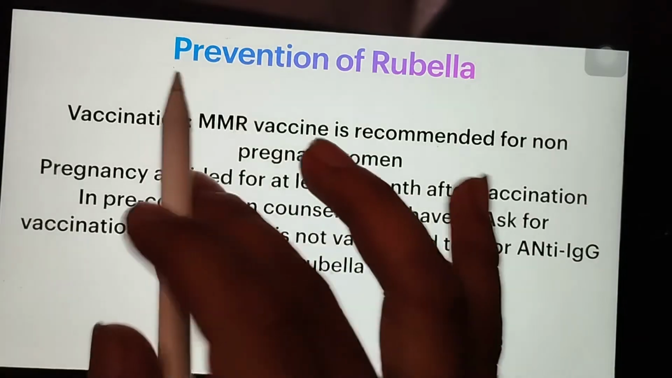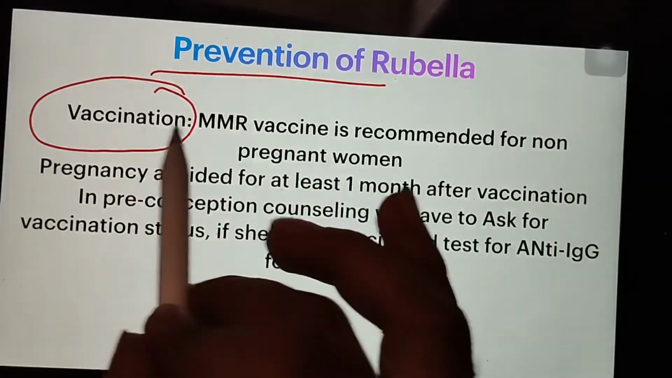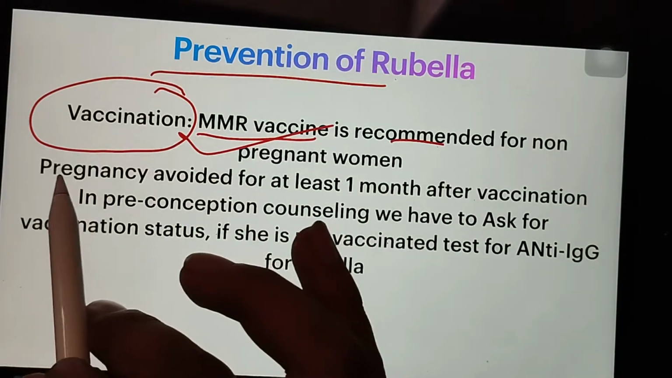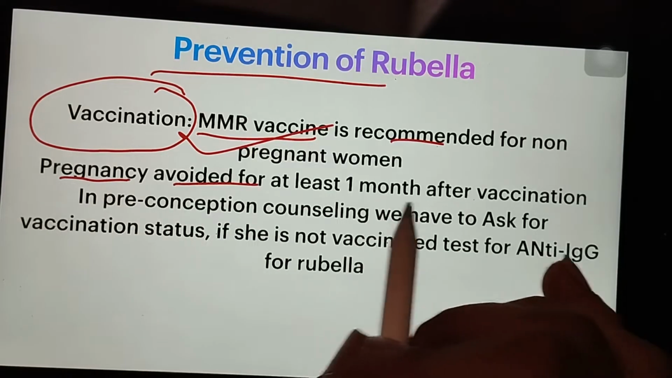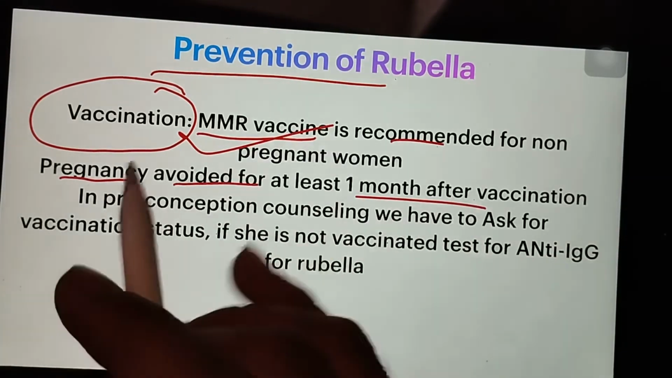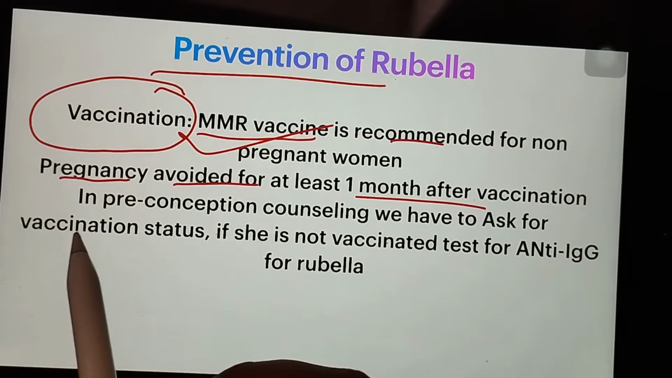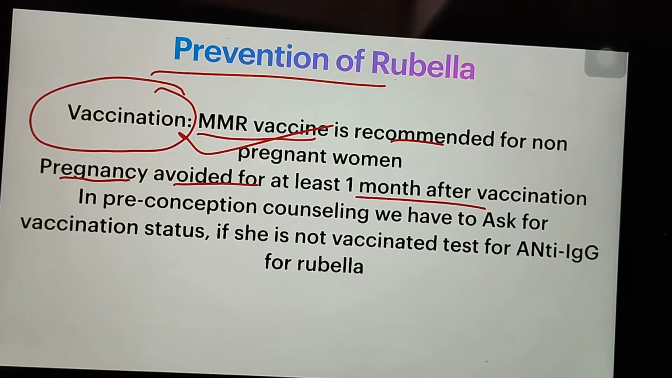So for prevention of rubella, there is a vaccine. The MMR vaccine is recommended for non-pregnant women, and pregnancy should be avoided for at least 1 month after the vaccination. If a non-pregnant woman takes the vaccination, we have to avoid pregnancy for 1 month after vaccination.